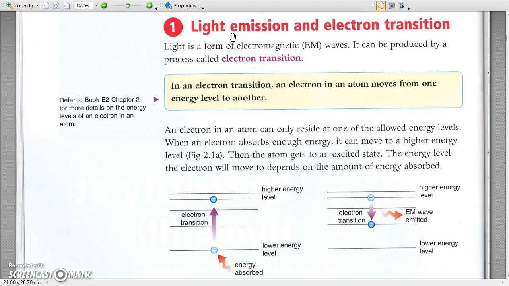1. Light emission and electron transition. There is a set of allowed energy levels for electrons in an atom. When an atom absorbs the right amount of energy, it is promoted to a higher energy level. The atom is excited, which becomes unstable. Sooner or later, the electron will move from a higher to a lower energy level. Energy is released in the form of EM radiation, in which E equals hf, according to the photon theory of light.